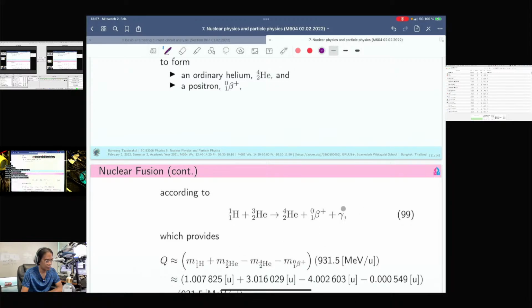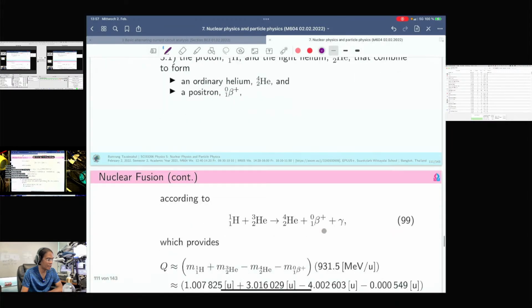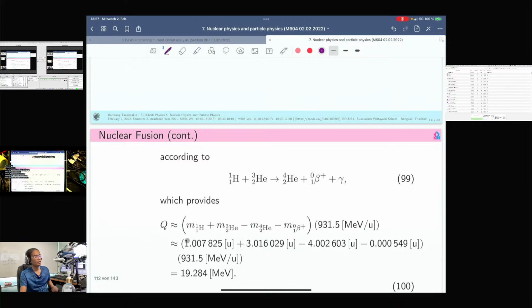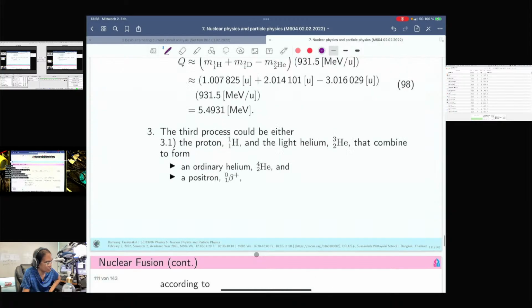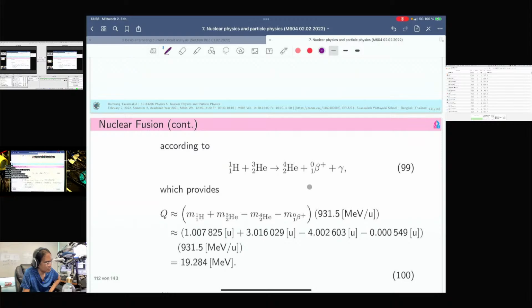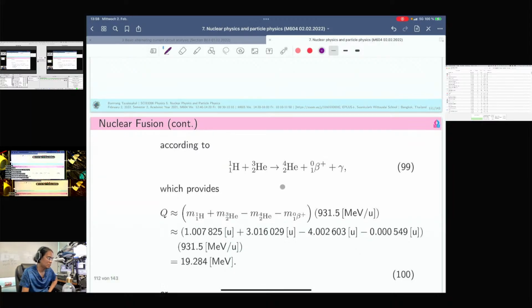Yeah, we get a photon again, or gamma ray, and we can find the mass difference and multiply it by 931.5 mega electron volts per atomic mass unit. We plug in every mass value, and we get the energy outcome as 19.284 mega electron volts. This is a very high amount of energy, so it's going to be distributed to the positron or the alpha particle, or even to the photon or the gamma ray.